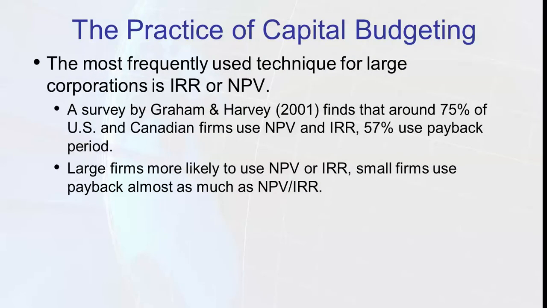So, in practice, which rules are widely used? Well, the research has shown that about 75% of US and Canadian firms use NPV, and 57% use payback period, and NPV and IRRs.